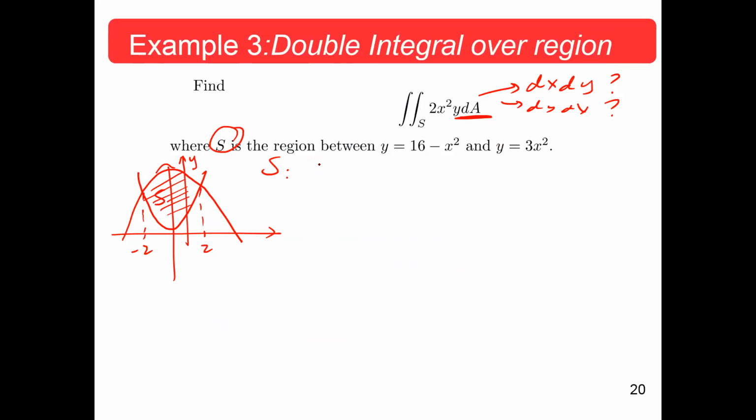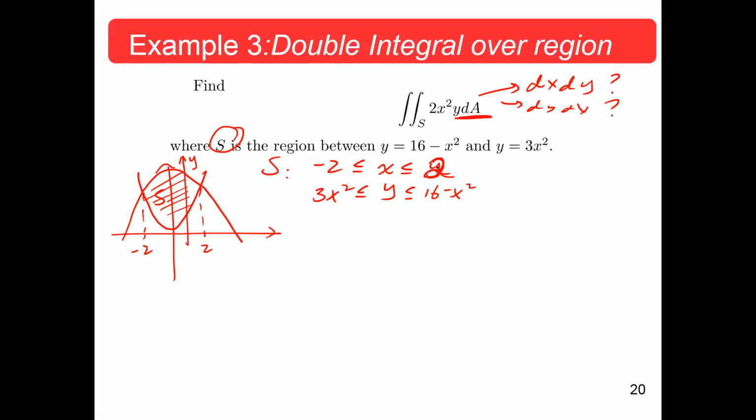The region S could be written as -2 less than or equal to x less than or equal to 2. And y would be between the two curves. Guys, how do we express y? Which one comes first? The lower bound, which is the 3x squared. So 3x squared is the lower bound and 16 minus x squared will be the upper bound.